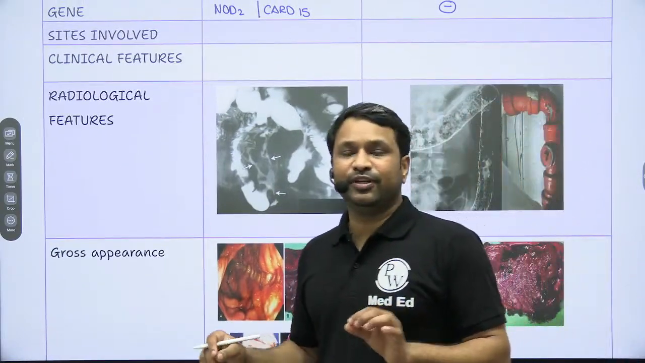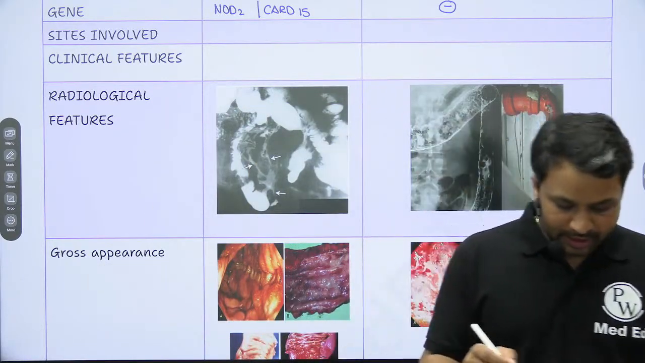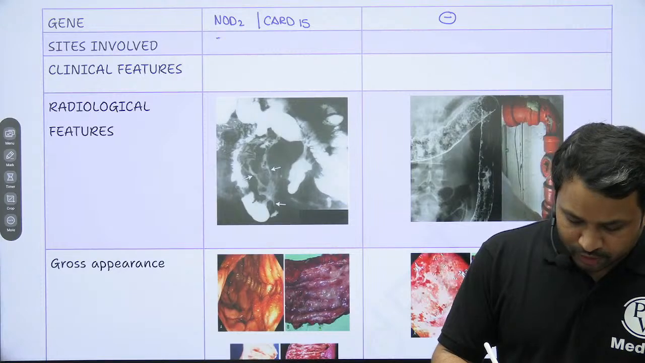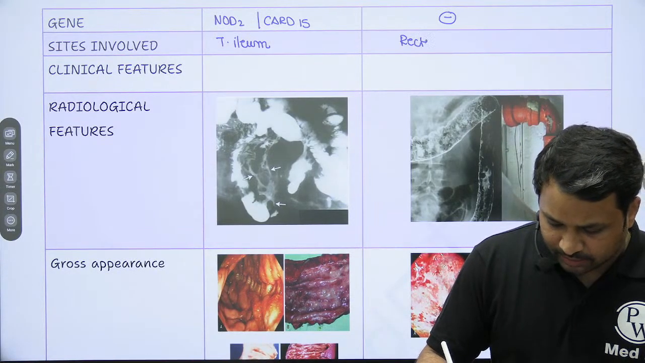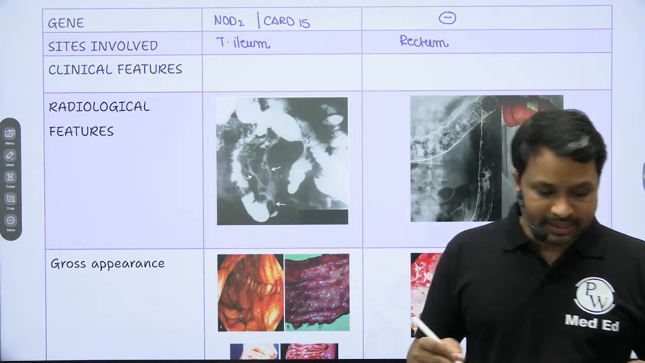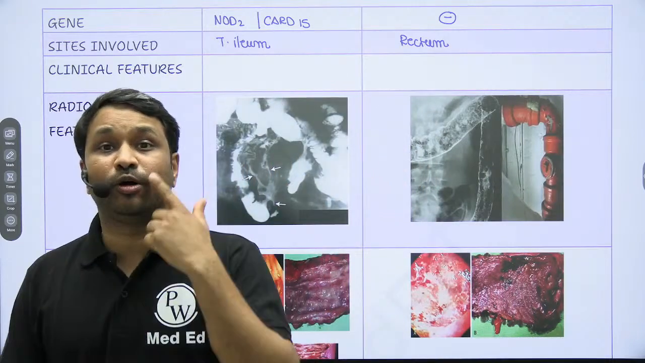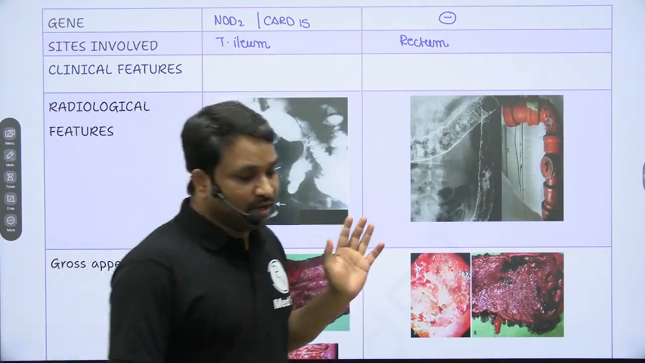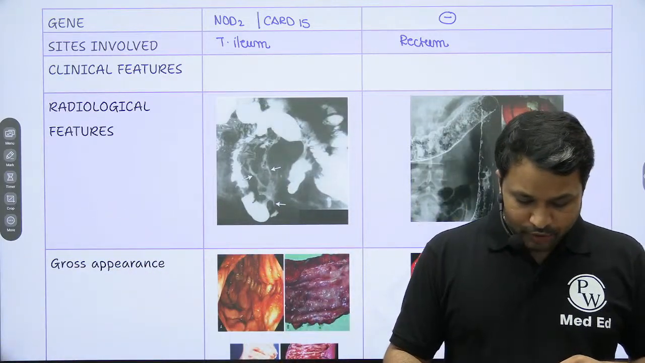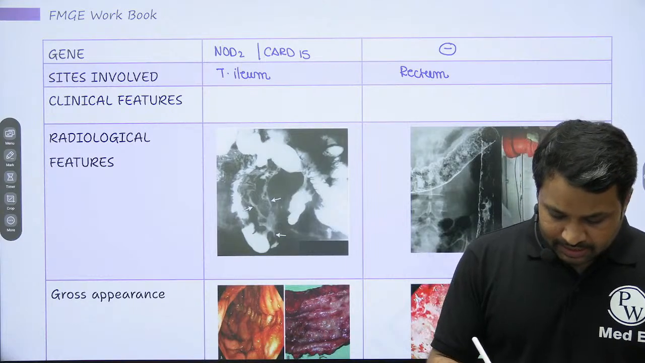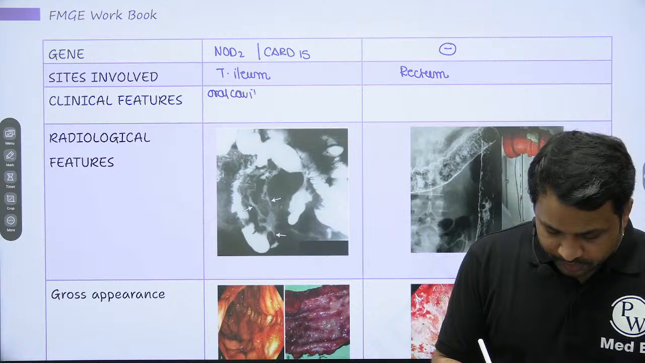Now, in clinical features for both Crohn's as well as ulcerative colitis, what is the most common site involved? Remember for Crohn's, it is your terminal ileum. And for ulcerative colitis, it is rectum, right? No point for guessing extra. What are the clinical presentations that you are going to see? Remember, Crohn's is a disease that is going to involve from the oral cavity all the way to anal canal, right? Whereas your ulcerative colitis is strictly a large intestinal disease. So if you talk about clinical features, I'll say in Crohn's, it is going to involve from the oral cavity to anal canal.